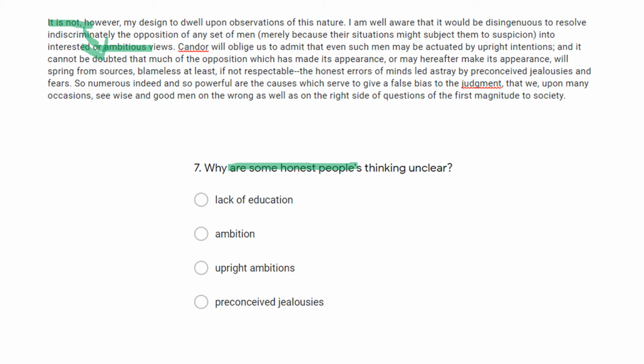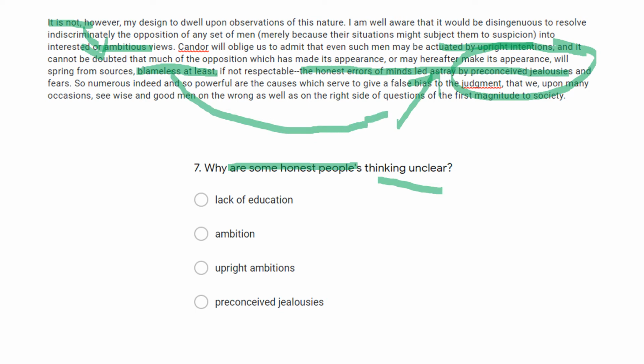Candor will oblige us to admit that even such men may be actuated by upright intentions. They may have upright intentions, and it cannot be doubted that much of the opposition which has made its appearance or may hereafter make its appearance will spring from sources, blameless at least if not respectable, the honest errors of minds led astray by preconceived jealousies. Led astray means go the wrong way. People may be blameless, but they still may be led astray because of preconceived jealousies.